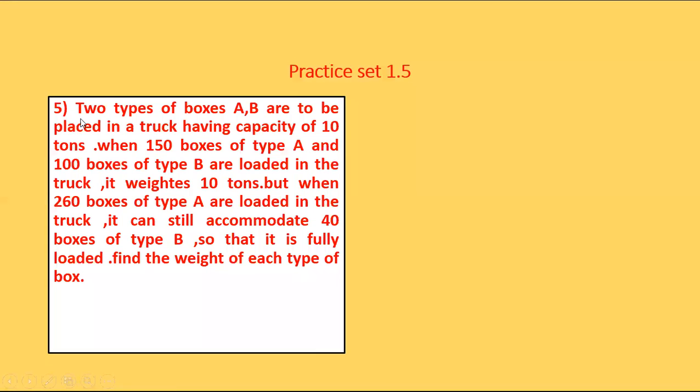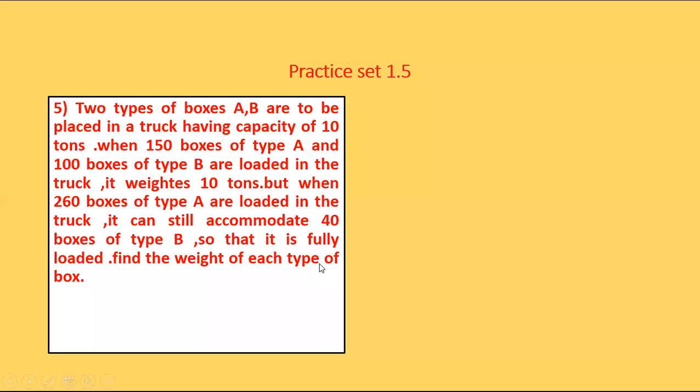Problem number 5. Two types of boxes A and B are to be placed in a truck having a capacity of 10 tons. When 150 boxes of type A and 100 boxes of type B are loaded in the truck, it weighs 10 tons. But when 260 boxes of type A are loaded in the truck, it can still accommodate 40 boxes of type B, so that it is fully loaded. Find the weight of each type of box.